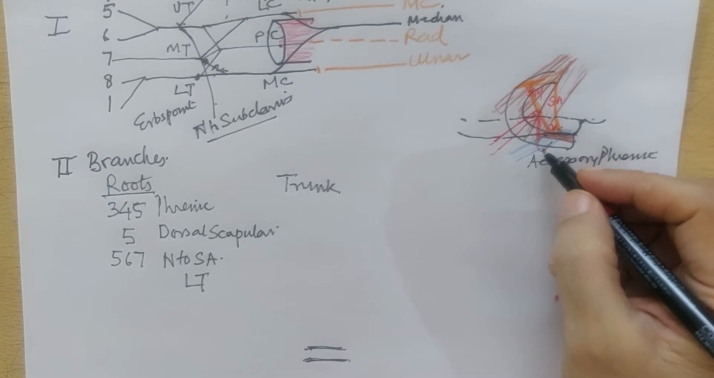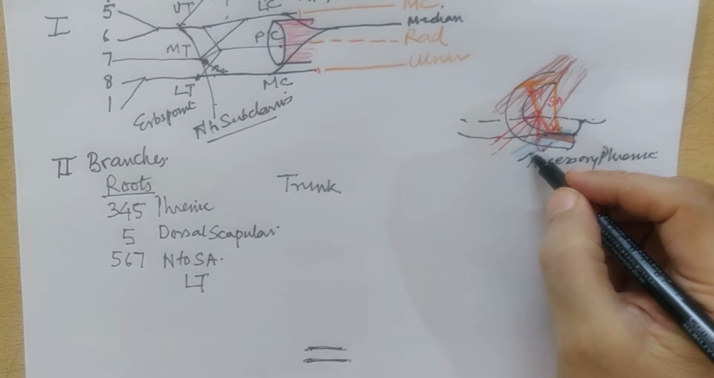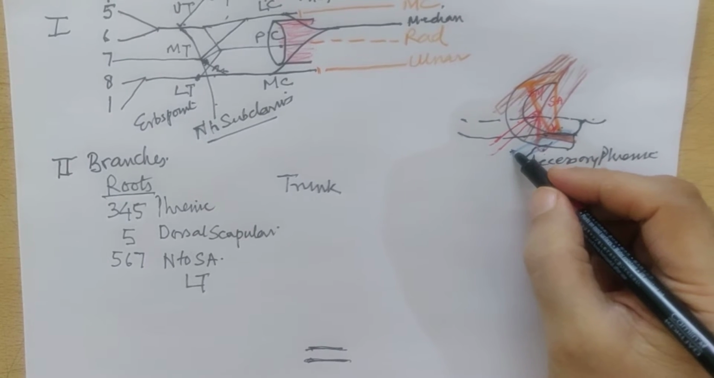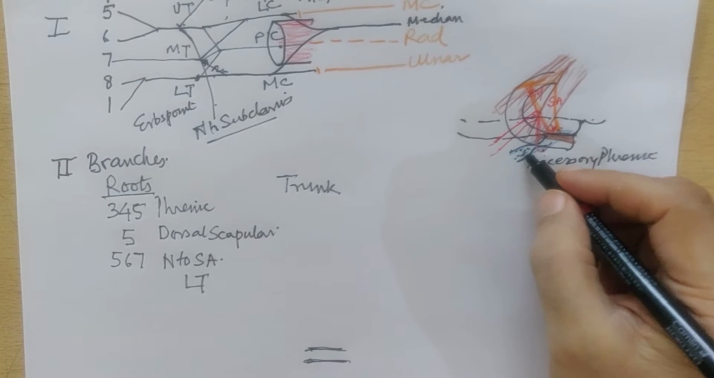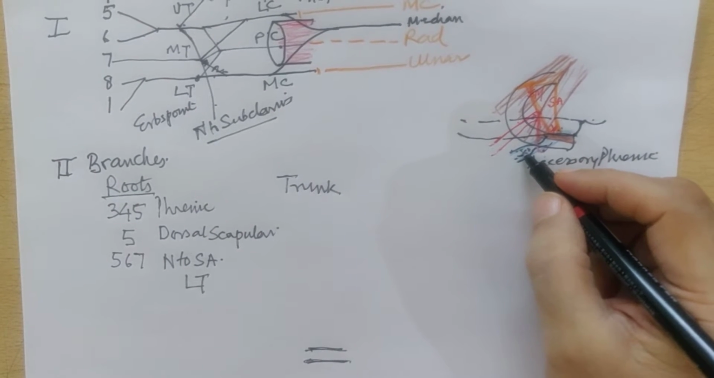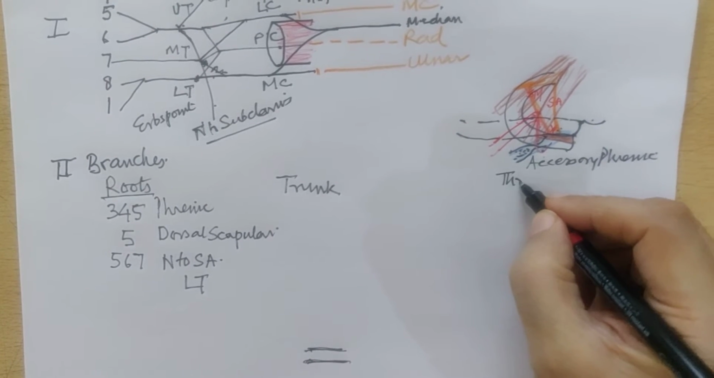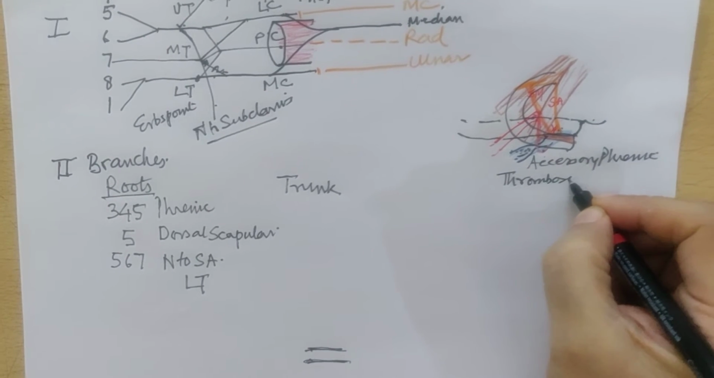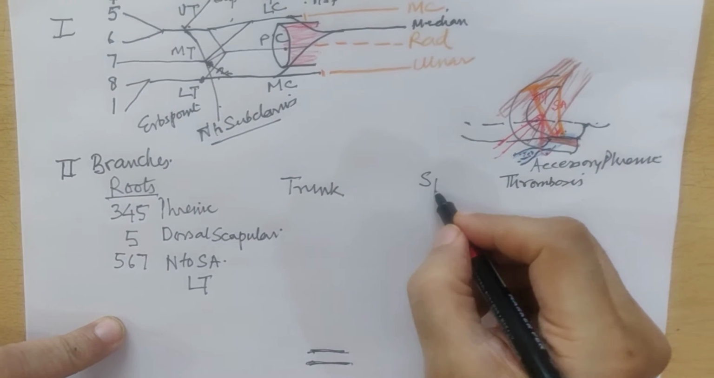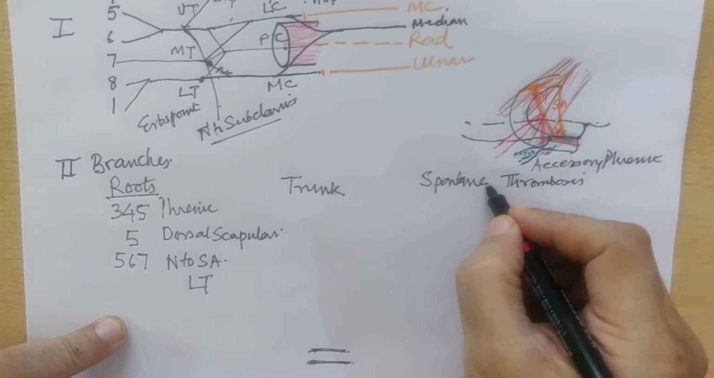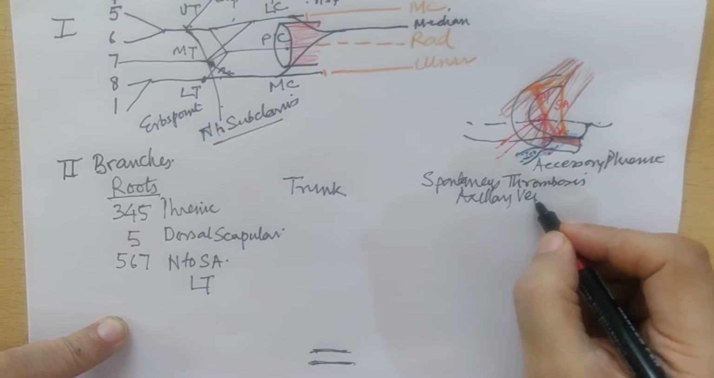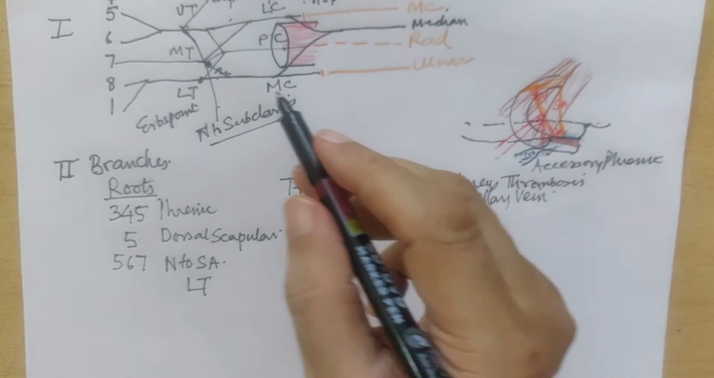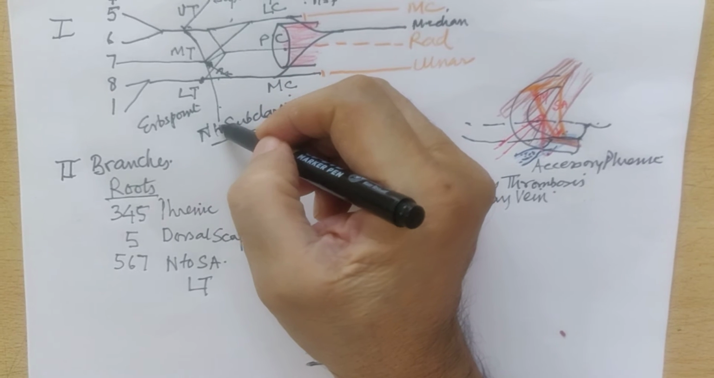This hook can cause narrowing of the axillary vein at the site, and there will be stasis and you know that there is a Virchow's triad where stasis can lead to thrombosis. So spontaneous axillary vein thrombosis is the feature of this nerve to subclavius.